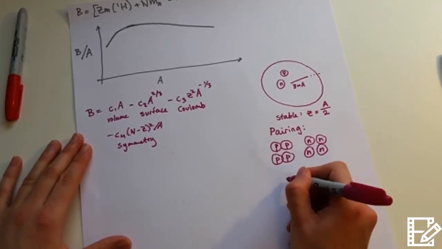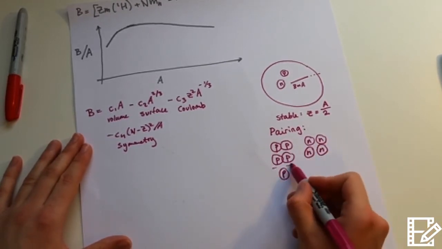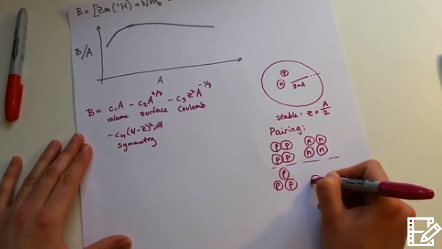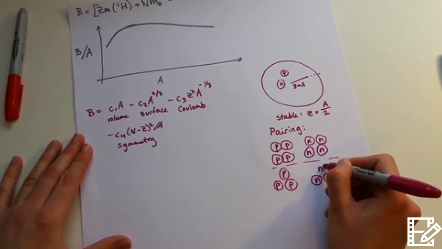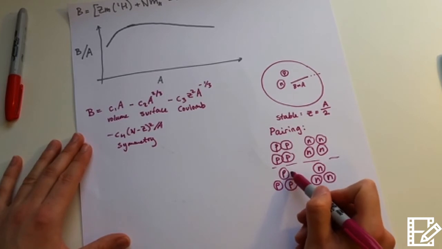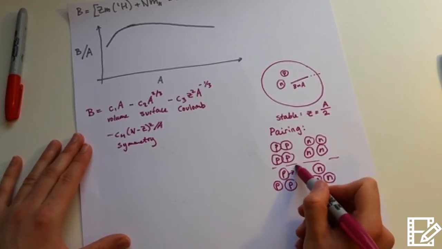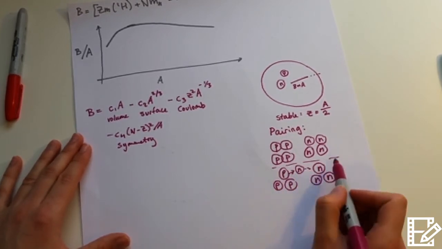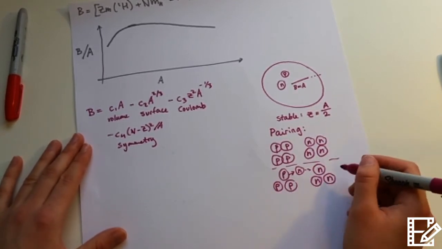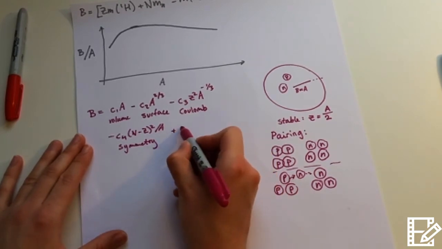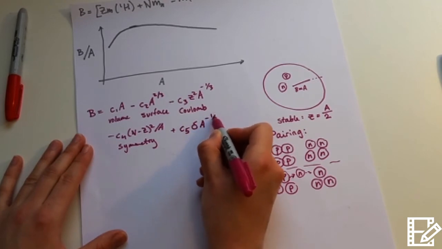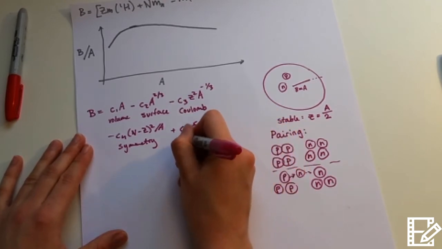But if we have an odd number of protons and an odd number of neutrons, well, these two don't really want to be partners. So what happens is that actually the proton, for example, changes into a neutron so that these two can couple together. And that gives us some extra binding energy, and we need to consider that. So we include a term that looks like this, called the pairing term.